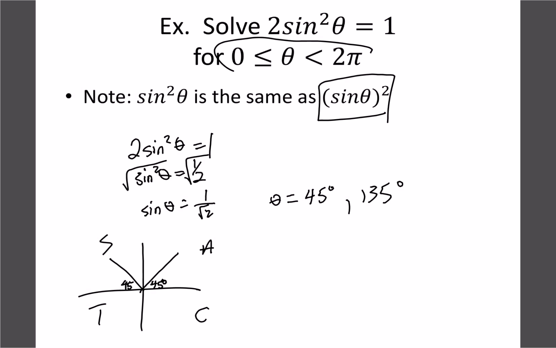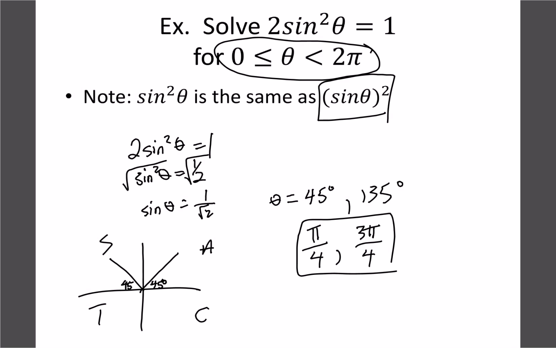If we go back to the question, is it a general or is it a specific? This one's a specific, and we want it in radians. So let's just convert it back to radians. We'd have pi by 4 and 3 pi by 4. And we're done.